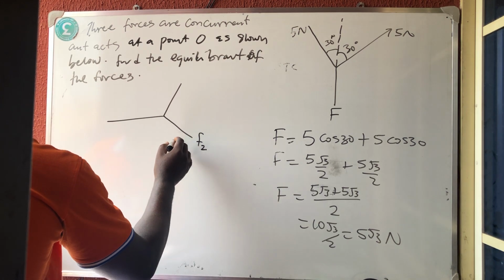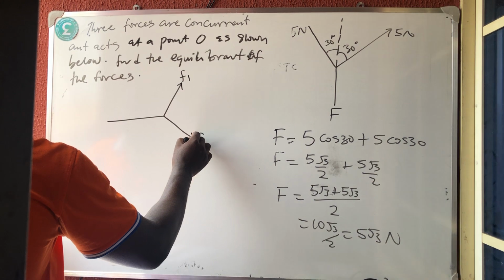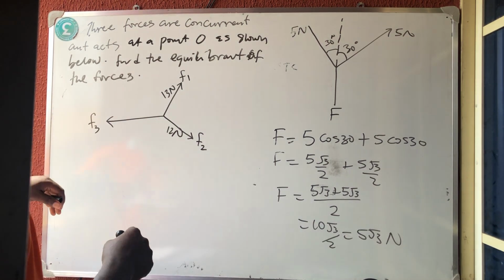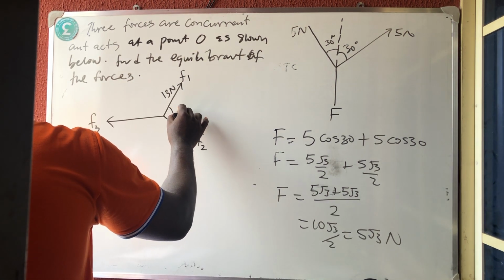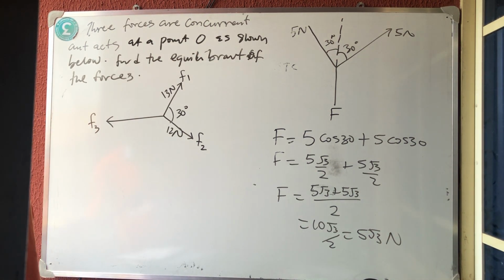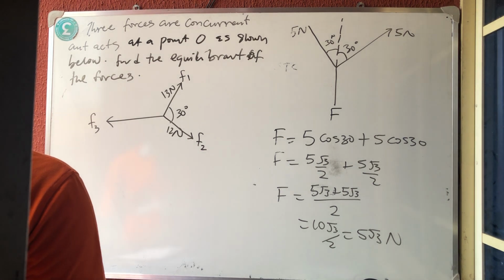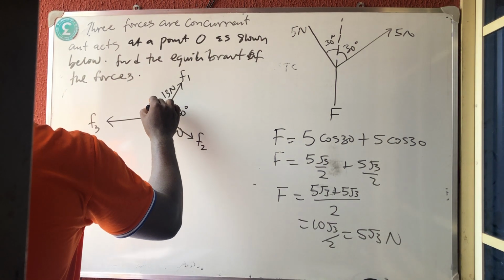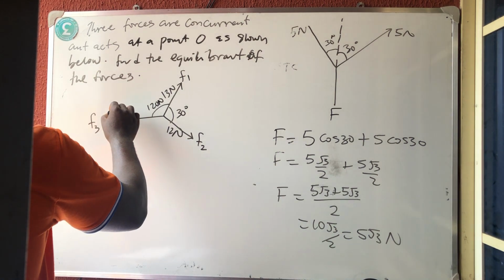They say F1, and they say that this one is 13 Newton, 12 Newton, F3. And both make an angle of 30 degrees. Okay? So, how do we resolve this? Okay, to resolve this is very simple. Let me resolve it in terms of, let me get here. Getting here will be 120 Newton. Okay? So it means I'm going to have something that will cut it like this.